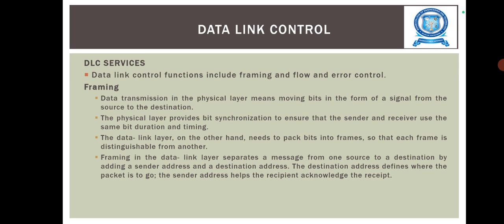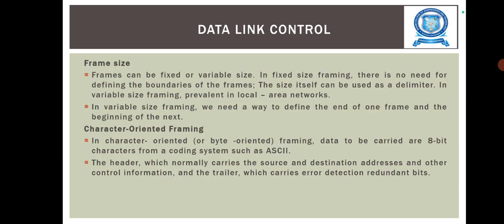Framing in the data link layer separates a message from one source to a destination by adding a sender address and a destination address. The destination address defines where the packet is to go. The sender address helps the recipient acknowledge the receipt. Next, we are going to see the frame size. It can be fixed or variable size.